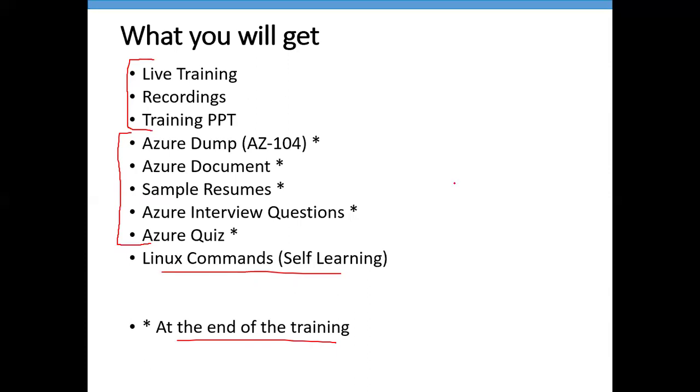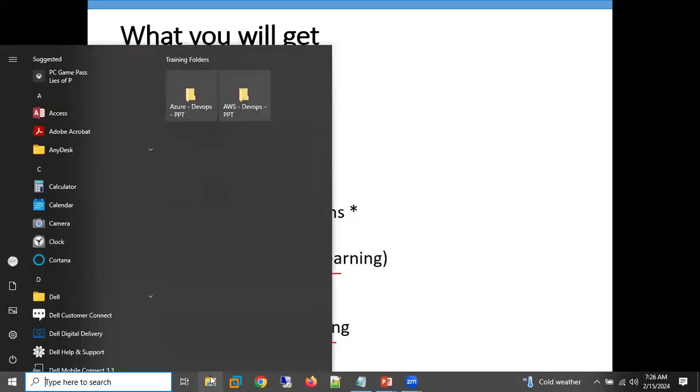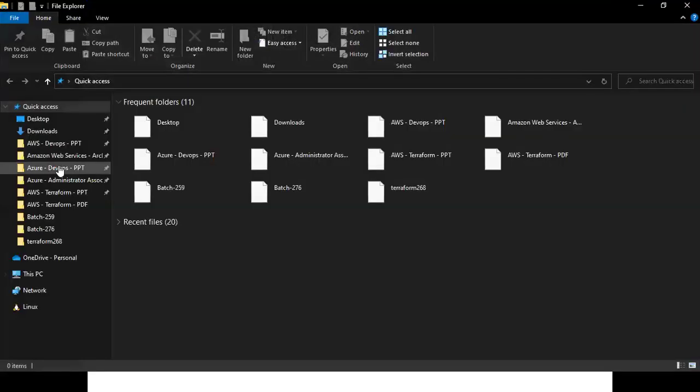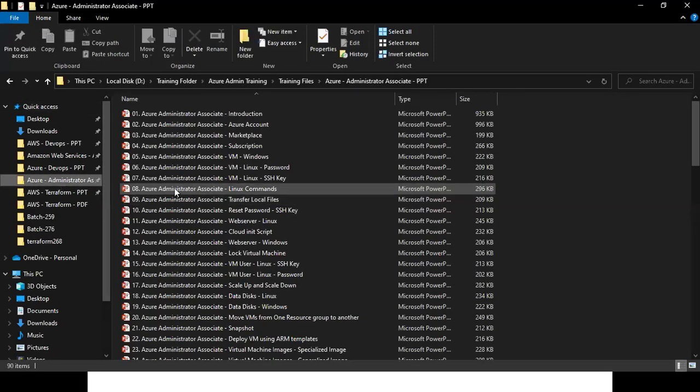But if you are interested to learn more about Linux commands, I will share those Linux commands with you once we complete the Linux topic. So here we are covering PPT number 8. We are covering Linux commands. So basics we will learn.